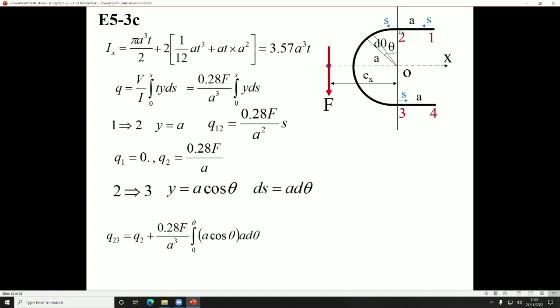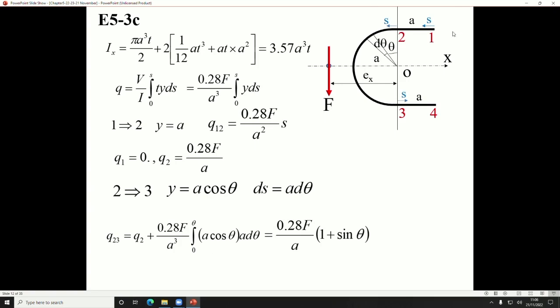Because at point 2 the shear flow is not 0, I have to add it to this equation. I'm not after a constant value. I'm not after the shear flow at a particular position. I'm after the shear flow distribution. So you can see the limits of this integral. I added this q2. Therefore, I assume this is an open end if I add this q2 to it. So s starts from 0 and ends, as you can see, with the upper limit equal to theta. Integral of cosine of theta is sine of theta, so it gives me a sinusoidal distribution.